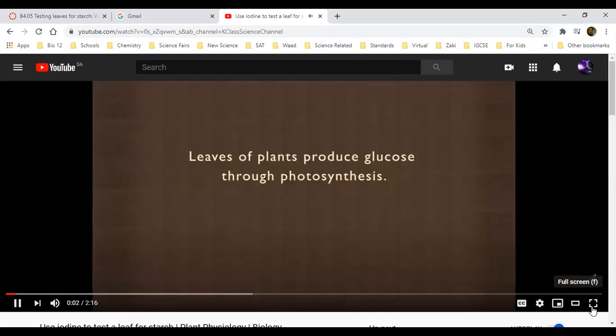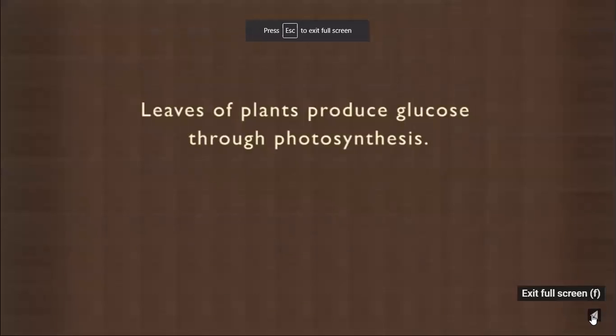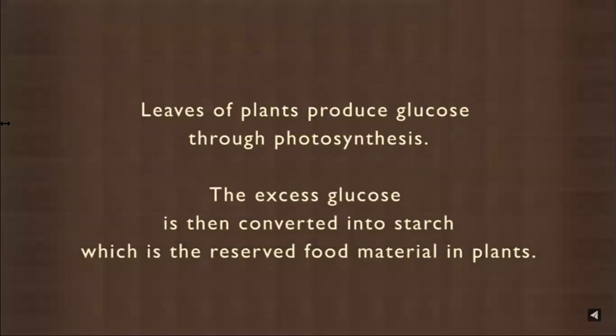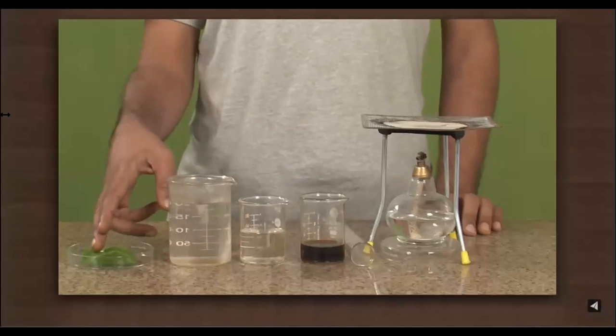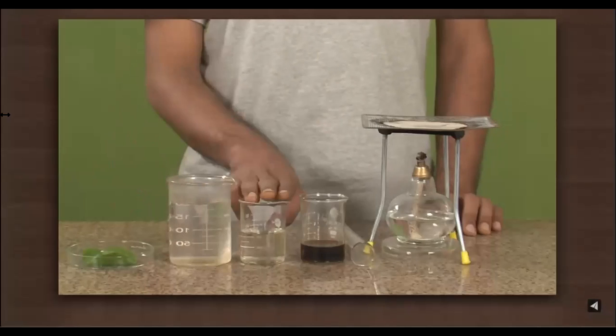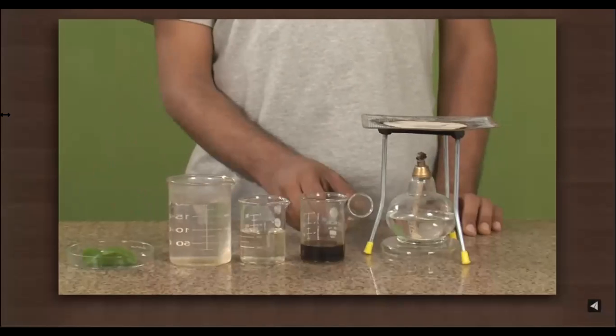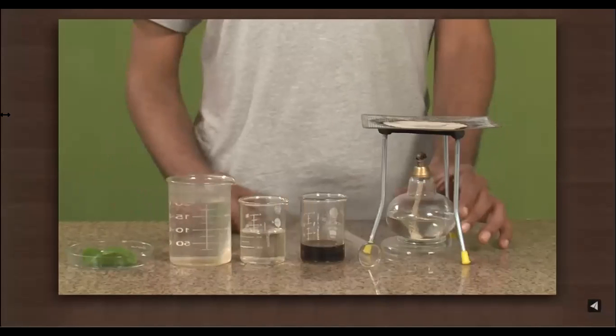Do you know that leaf plants produce glucose through photosynthesis? The excess glucose is then converted into starch, which is the reserved food material in plants. Let us do a small experiment to test the presence of starch in leaves. We need a leaf, boiling water, alcohol, iodine solution, test tube, spirit lamp.